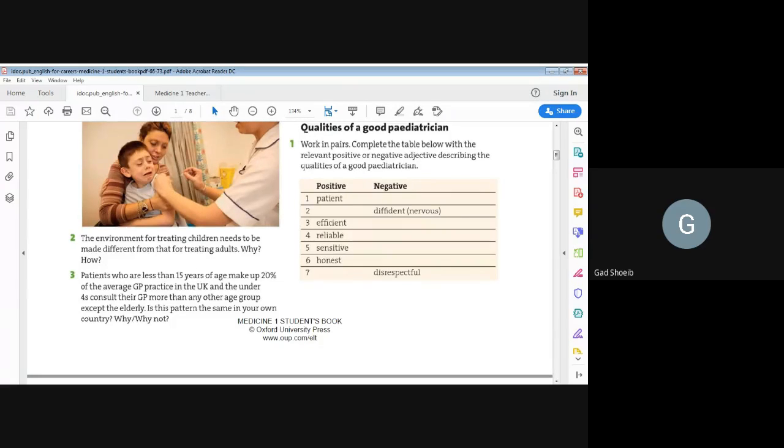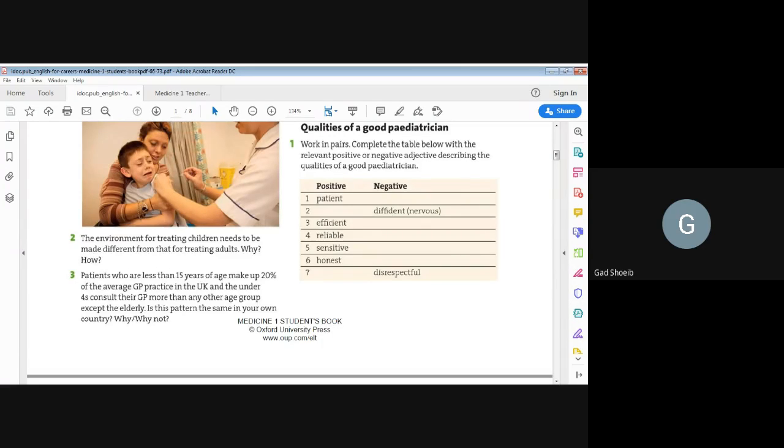Excellent. Number two, we have a word called diffident. Nervous. The opposite of it is confident. You know, confident? C-O-N-F-I-D-E-N-T. What does confident mean? Yes, excellent. Number three, efficient.